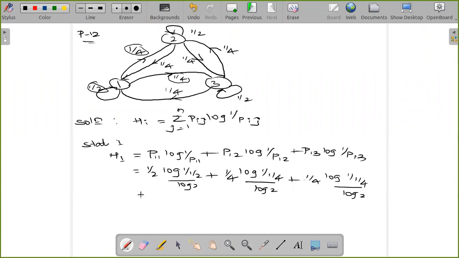Now calculate the entropy of state 1. Calculate and get the value. What is the entropy of state 1? Yes, very good: 1.5 bits per symbol. Understood now? Now we will see state 2.